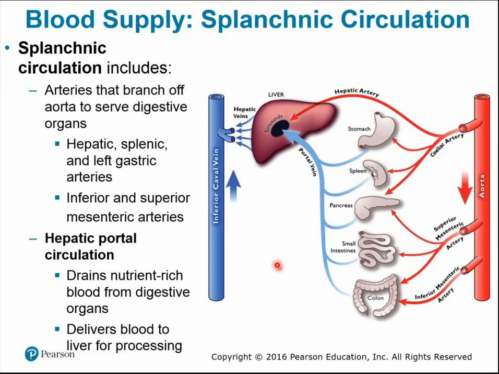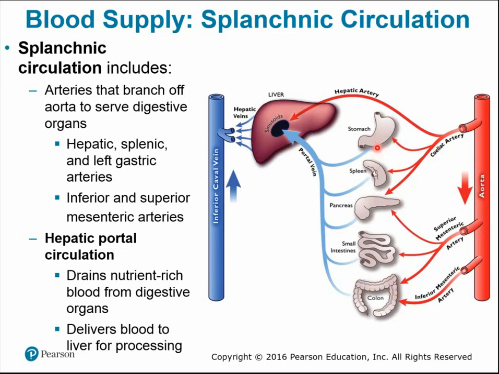So the blood supply to the digestive system is going to be a little bit different than maybe the regular circulatory system. So this is called the splanchnic circulation. So as the blood leaves the heart, right, and goes through the aorta, it's going to branch off from the aorta to serve the major digestive organs. So we'll have an artery branch that goes to the stomach, one to the spleen, the pancreas. So you don't need to know specifically what these are. Just know that they branch from the aorta and serve the major digestive system organs.